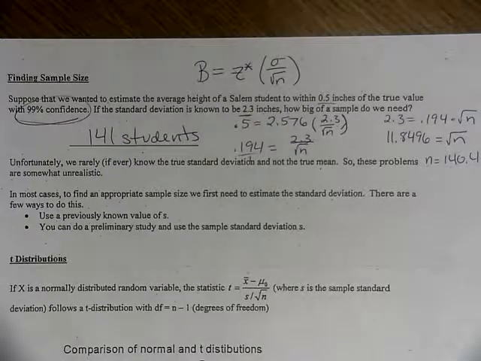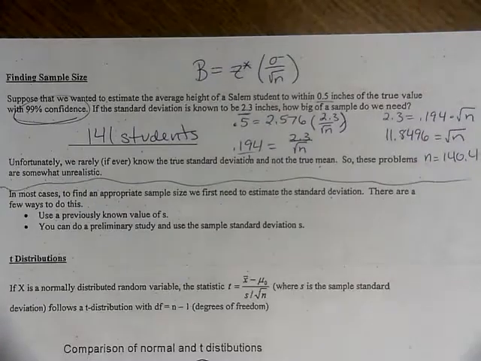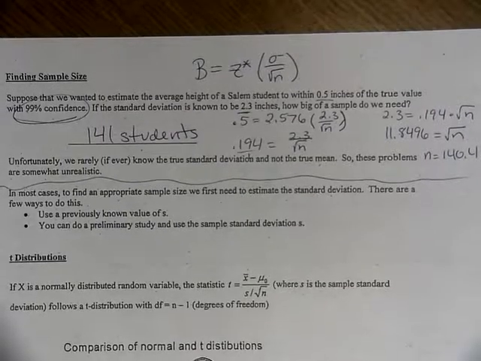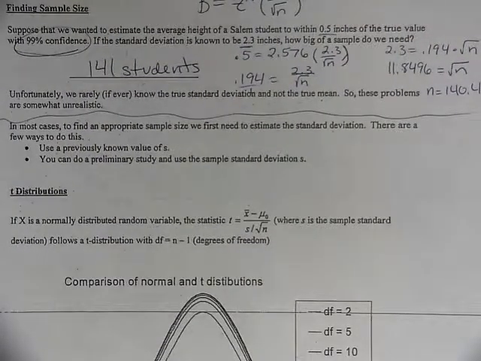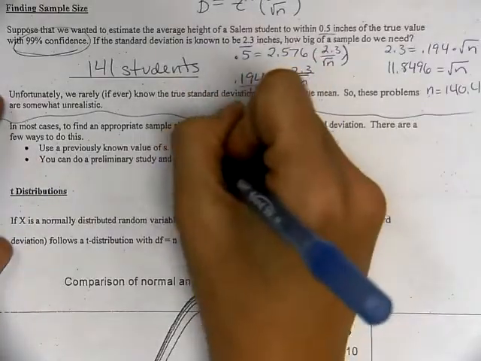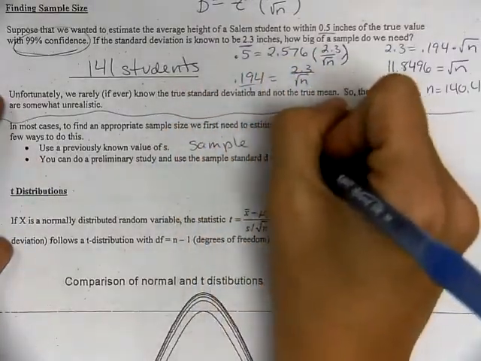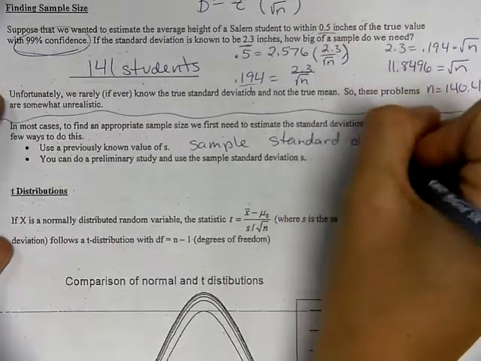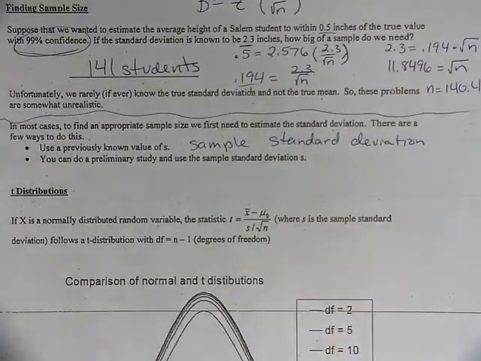Unfortunately, the problem is with what we just did, we rarely, if ever, know the true standard deviation and not the true mean. So these problems are somewhat unrealistic. So in most cases, to find an appropriate sample size, first we need to estimate the standard deviation. There are a few ways to do this. We can either use a previously known value for S, the sample, remember, that's your sample standard deviation. Or you can do a preliminary study and use the sample standard deviation S.